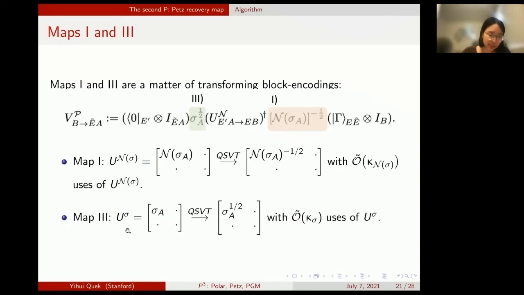And then we just do the same thing for map number 3, which is in green. We transform this block encoded sigma A by QSVT, and we apply the function f(x) equals x to the half. And the complexity of this is kappa_sigma number of uses of this block encoding of sigma, which is this thing here.